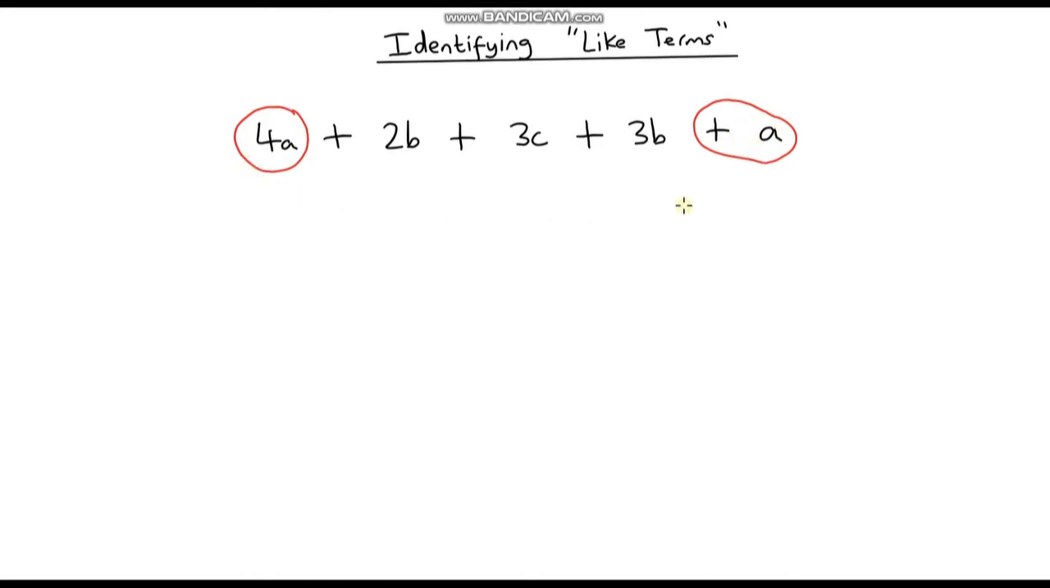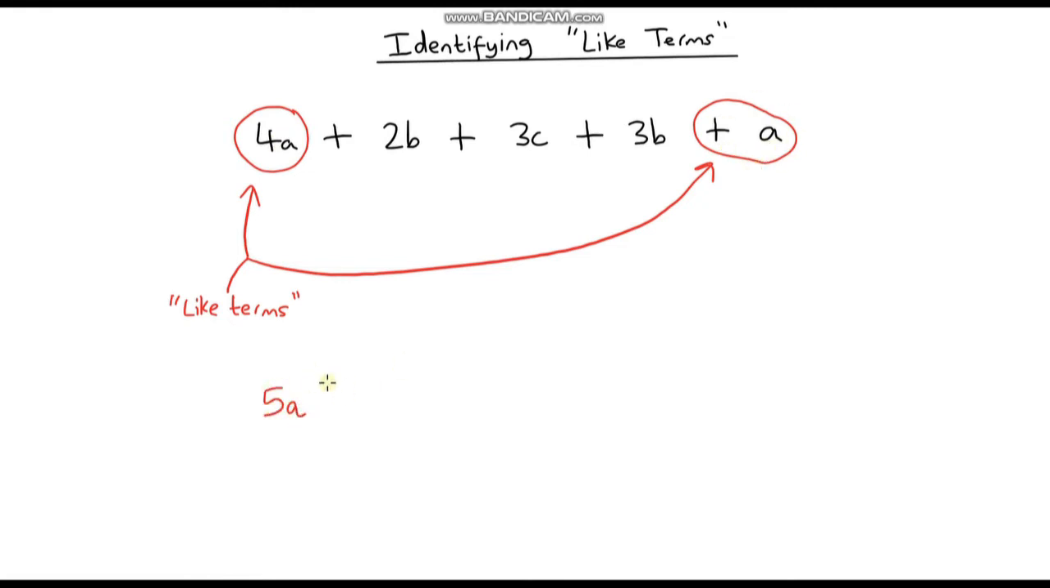We would call these 2 terms like terms. And with like terms, we can add them together. So if you've got 4 apples and we add on another apple, we've now got 5 apples. So we've got 5 apples in total.